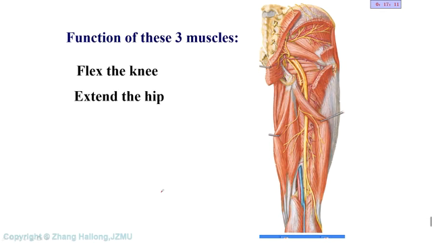Okay. Now let's see the function. The three muscles have the same function. They cross the back of the hip and the back of the knee, and they can make your hip extension. They make the femur move backwards, extending the hip, and the lower part makes the tibia move backwards. So they extend the hip and flex the knee. Okay.